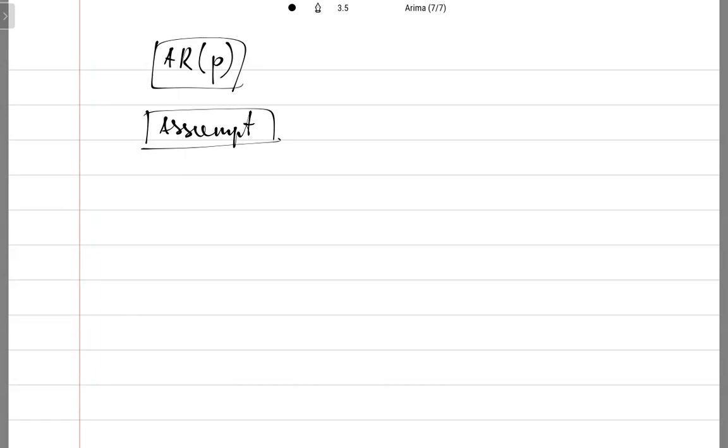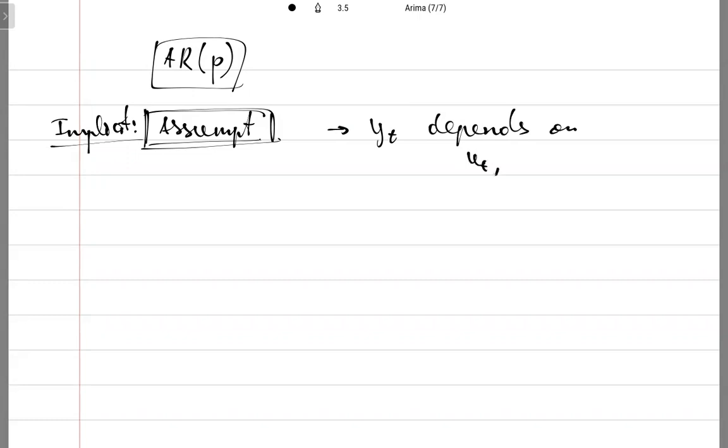So there is an assumption behind the estimation: that we are not only estimating coefficients, but we are estimating them in such a way that we assume Y(t) depends, an implicit hidden assumption, Y(t) depends on u(t), u(t-1), and so on.